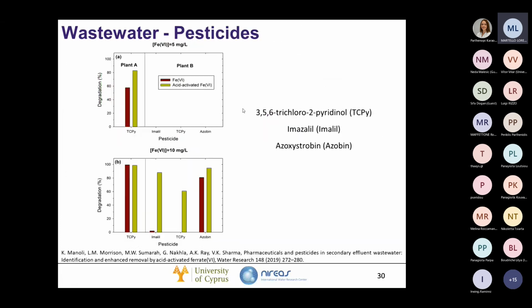In the same study, we investigated a few pesticides, and what was really interesting, if we see figure B and these two pesticides right here, is that there was almost no oxidation by iron 6 alone, but when iron 6 was activated, we could see some degradation of these compounds in the real secondary effluent wastewater. So that was the first time that acid-activated iron 6 was applied in real secondary effluent wastewaters to remove contaminants of emerging concern at their natural concentration of nanograms per liter.